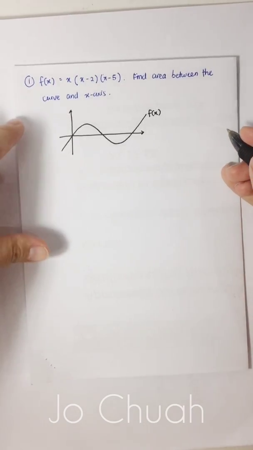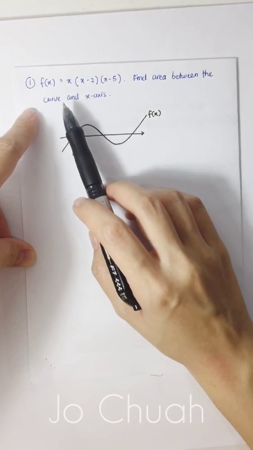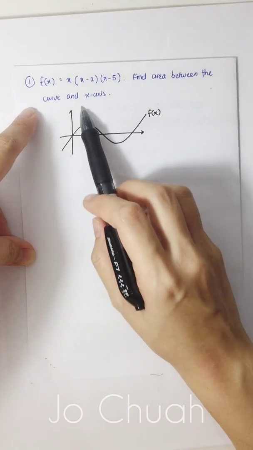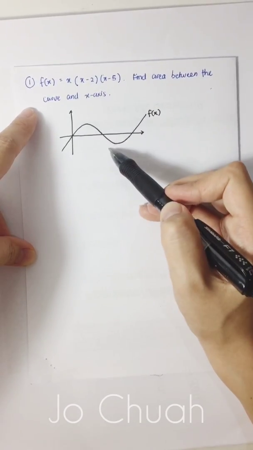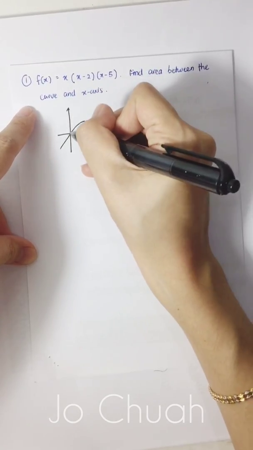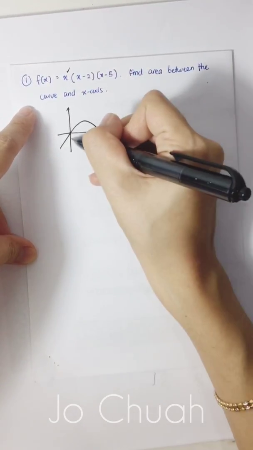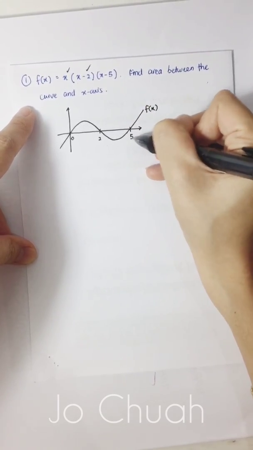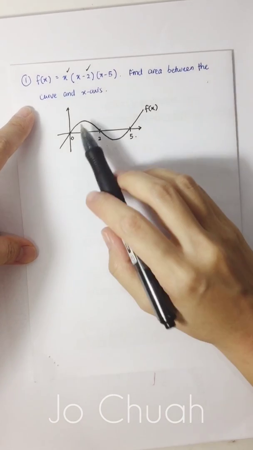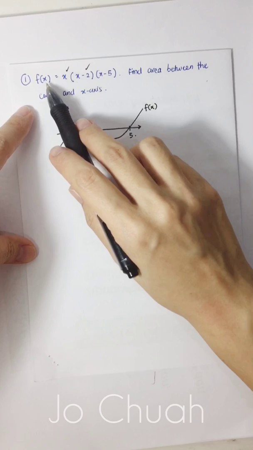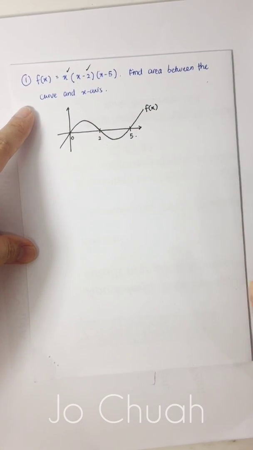Let's look at our first example for today. So you have this curve and they ask you to find the area between the curve and x-axis. So you have to know how to sketch the curve. This is obviously a cubic curve, so the first root is 0, the second one is 2, and the third one is 5. Since it's between the x-axis and the curve, and there's only one curve, you have to determine which part is positive and which is negative.